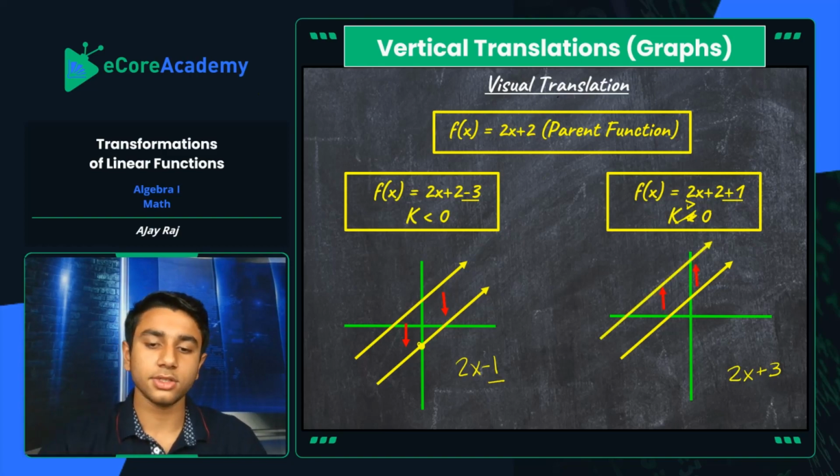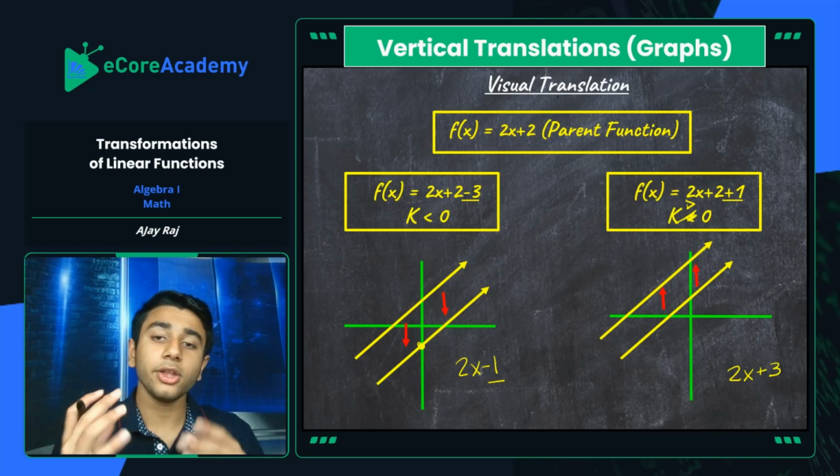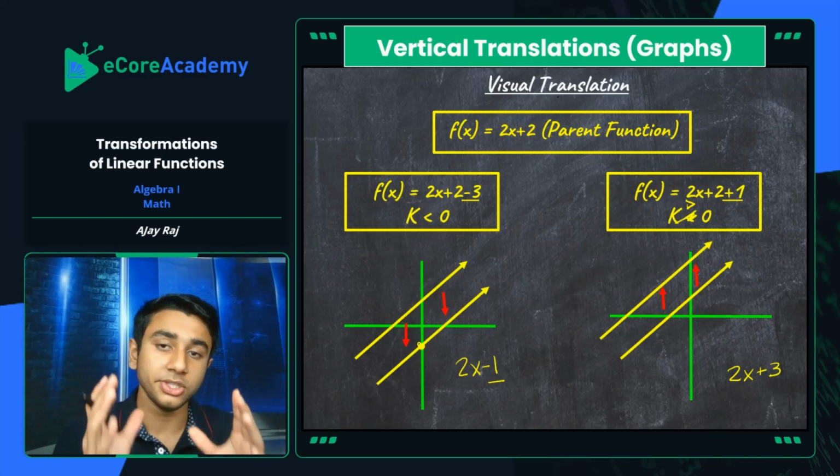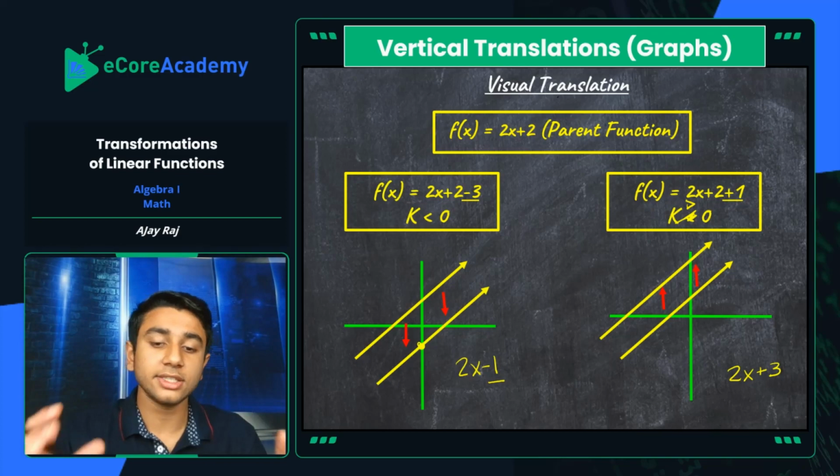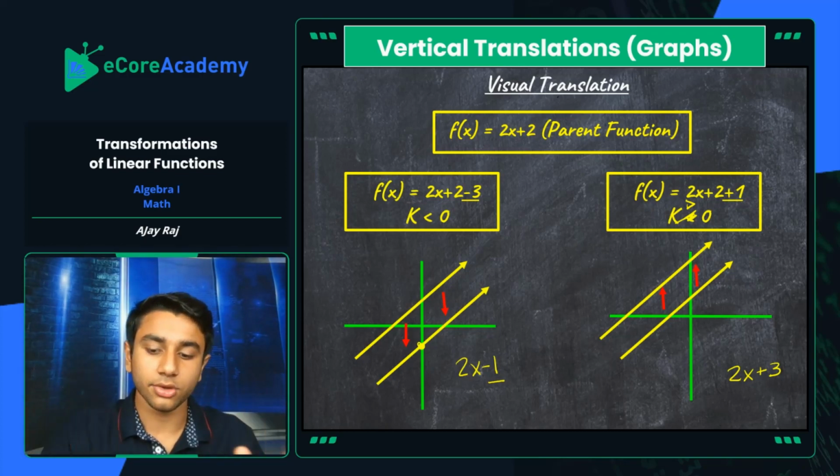So both of these graphs, as you can look in both of these examples, the lines themselves haven't changed. They don't add any curves or anything. It's still one line, but you're just merely changing the positioning of this line. The slope stays the same. The only thing that's being changed in this vertical translation is the y-intercept.